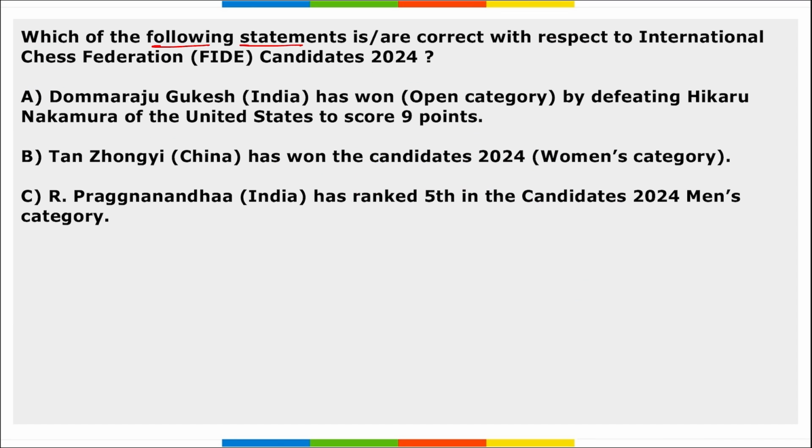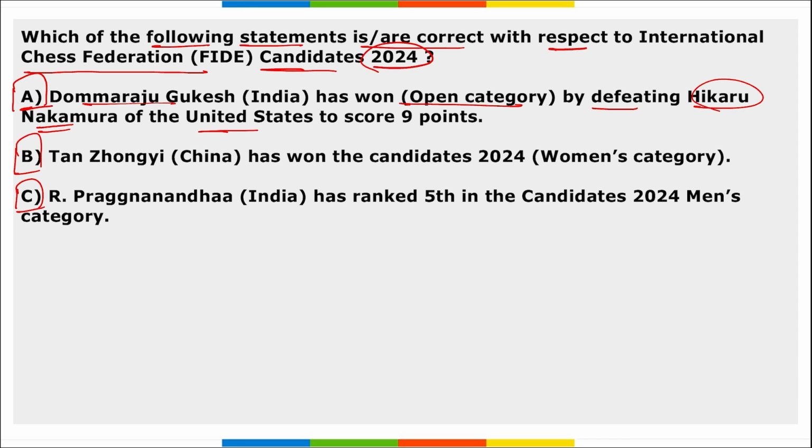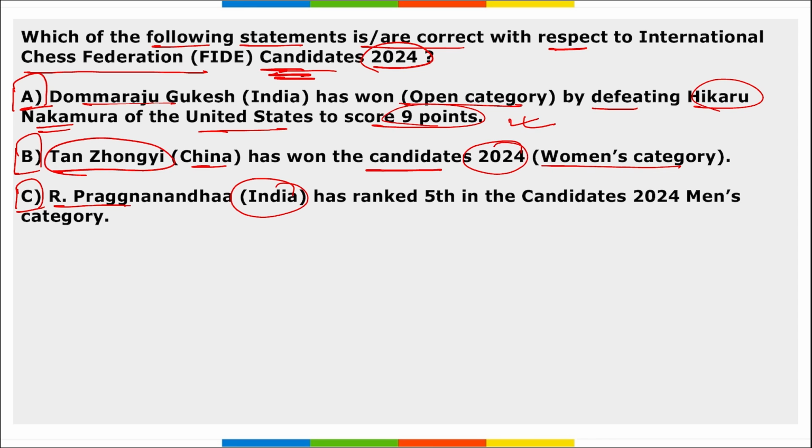Next, which of the following statements are correct with respect to International Chess Federation Candidates 2024? If we look at the options, all the three options are rightly mentioned here. D. Gukesh has won in the open category by defeating Hikaru Nakamura of USA to score 9 points. Absolutely right. We are talking about the FIDE Candidates event. And Tan Zhongyi of China won the Candidates 2024 in the women's category, and R. Praggnanandhaa of India has secured the 5th position in the Candidates 2024 men's category. Right.